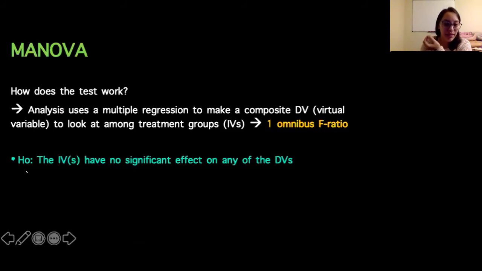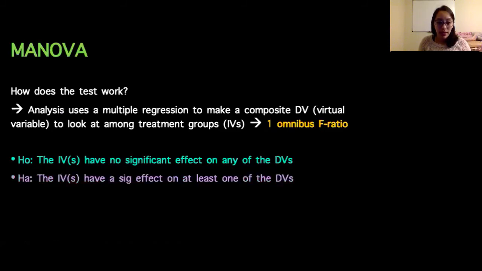So the null hypothesis basically says, potentially we could have multiple independent variables, which is why I put the S in parentheses, but the independent variable, we say, has no significant effect on any of the dependent variables. That's kind of how this extrapolates, right? So if we take a mutually exclusive statement to the null hypothesis, we get our research hypothesis.